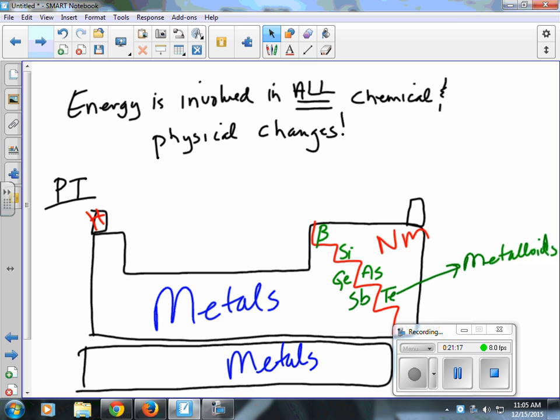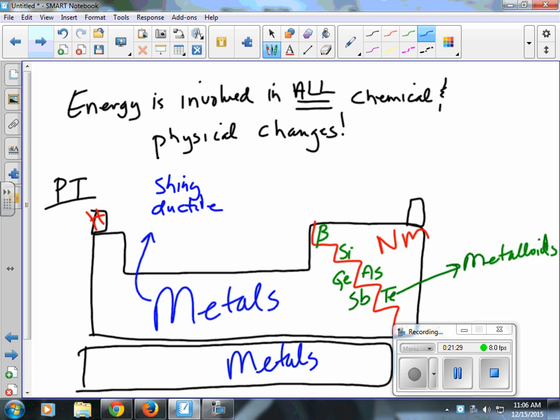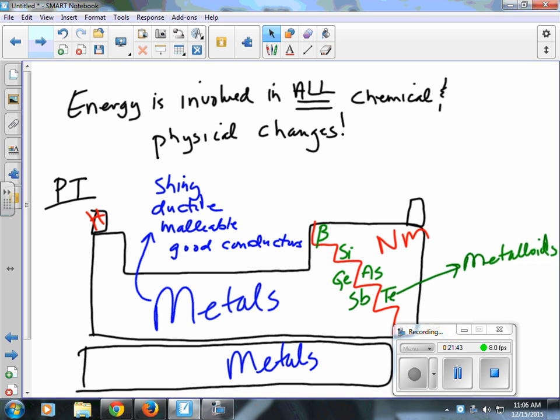What are some properties of metals? Shining. You can polish them to shine. You can draw them into a thin wire, which means they're ductile. You can hammer them into a thin sheet, which means they're malleable. And they're good conductors of heat and electricity. Right? Okay, so everything about a metal, the opposite is true of a non-metal. They're brittle. You can't hammer it into a thin sheet. You can't polish it and make it shiny. It's dull. Right? Y'all good with that?